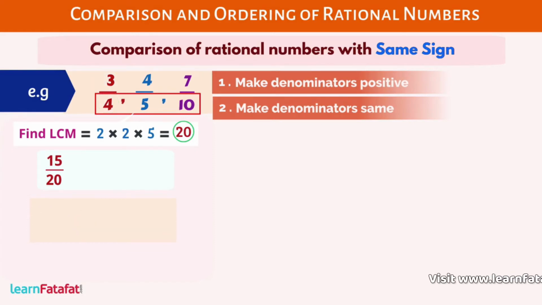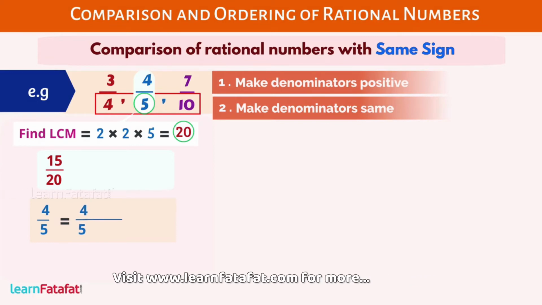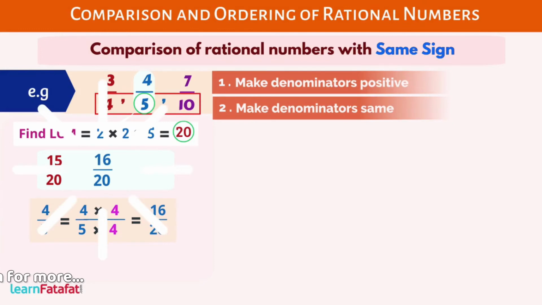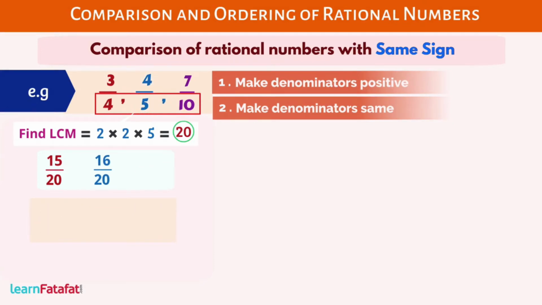Similarly, we can make denominator of 4 by 5, 20, multiply numerator and denominator by 4, which gives rational number 16 by 20. In the same way, 7 by 10 can be converted to 14 by 20.